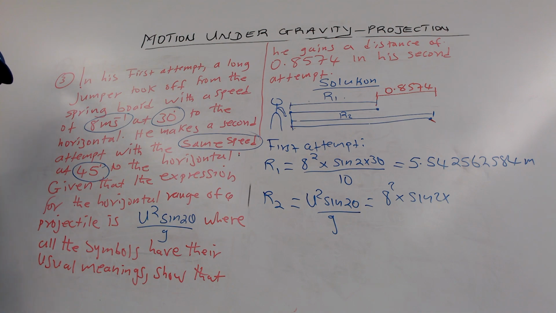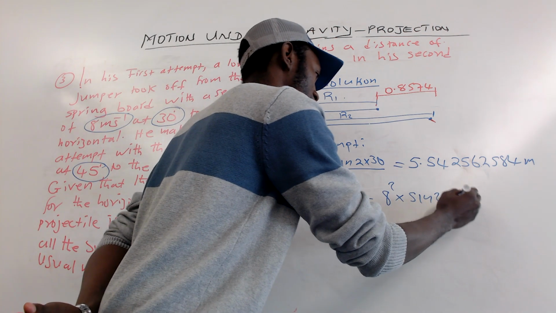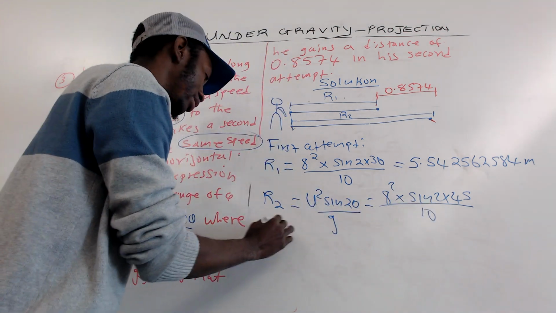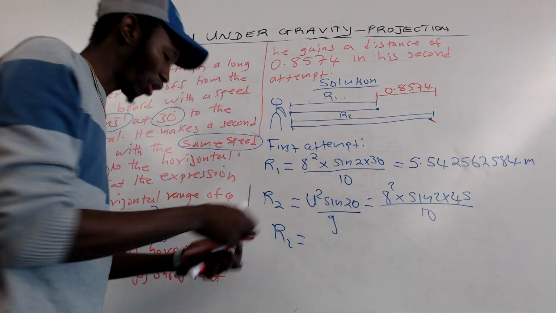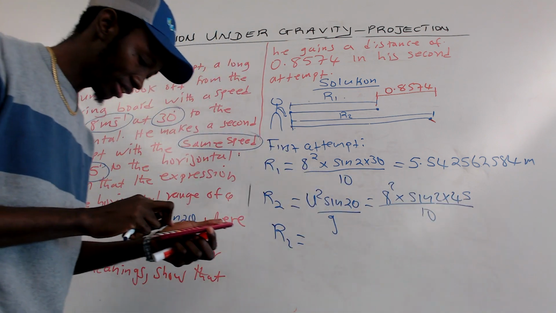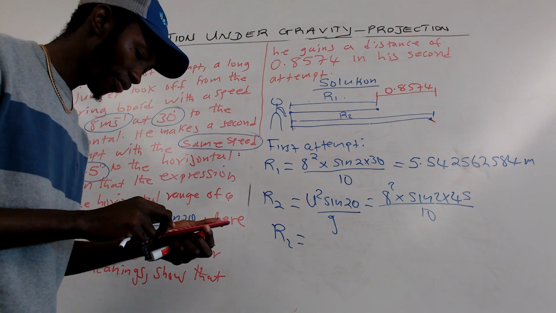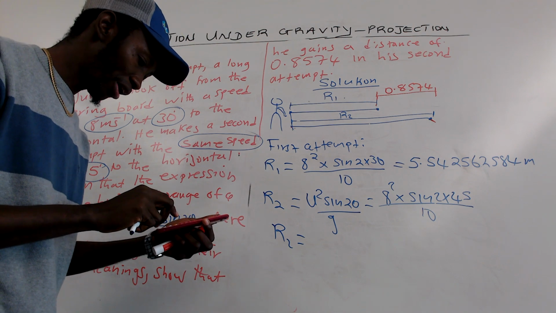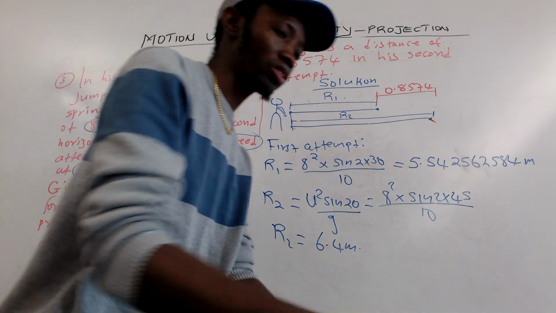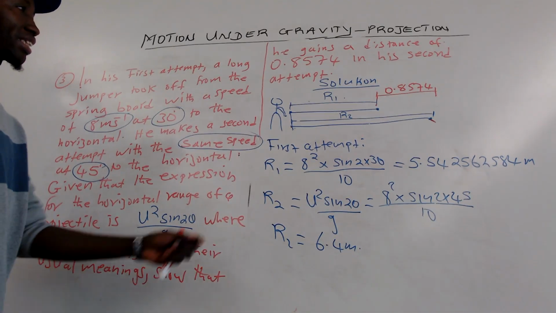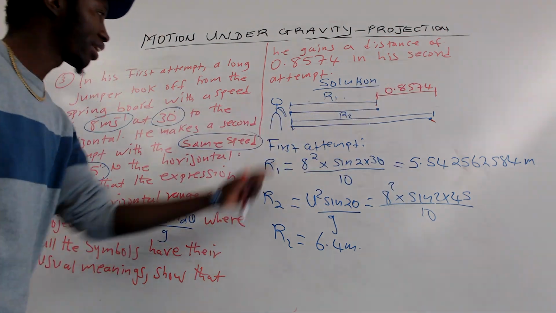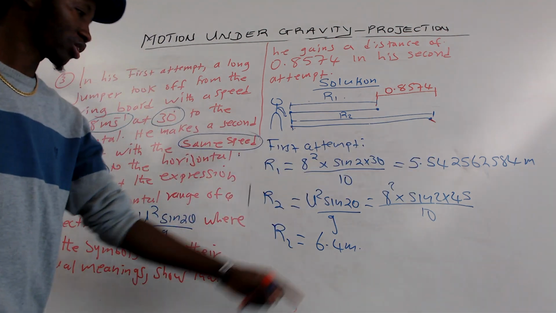You see? 45 degrees, 2 times 45, divided by g, which is 10. So his second attempt is going to be 8 square is 64, 64 sine 2 times 45 is 90, divided by 10, so we have 6.4 meters. This is what we have. So this first attempt for the first guy, I made a distance of 5.54, and the second attempt again, I made a distance of 6.4.